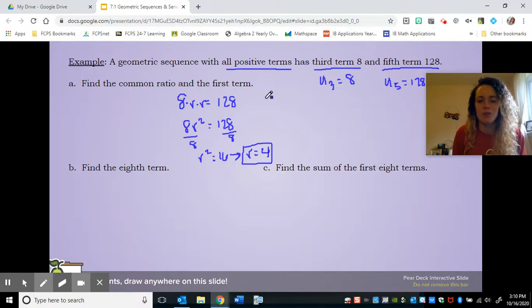To find your first term, again, a couple different options. Because they gave me the third term, which is pretty close to my first term, I could go backwards in the sense that instead of multiplying by 4 to move forward in my sequence, I can divide by 4 to move backwards in my sequence. So a little bit of mental math, 8 divided by 4 to get my second term would get me 2. 2 divided by 4 to get me all the way to my first term would get me 1/2.